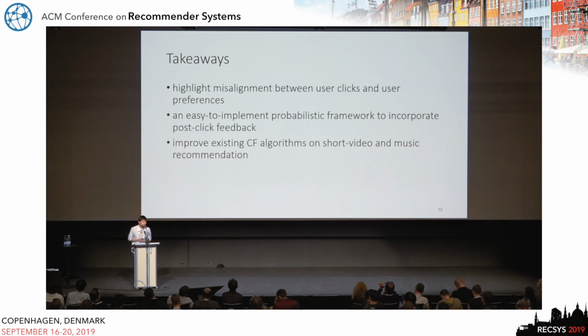So to briefly sum up, first we identified this misalignment between click and post-click user preferences, which is shown in two large real-world datasets. And secondly, we propose a probabilistic framework to extend the current collaborative filtering algorithms, and this turns out to be actually quite easy to implement. So in practice, you can implement the reweighted function by just doing resampling of your training data for your recommender. So you can imagine this framework can also be applied to deep learning-based approaches or other types of recommenders that you want to explore with.